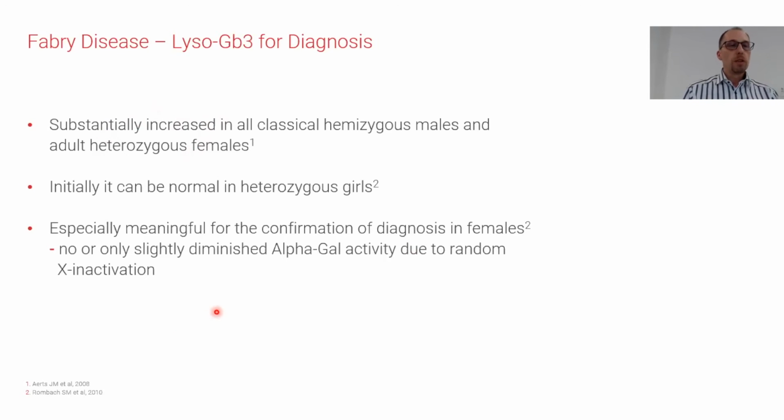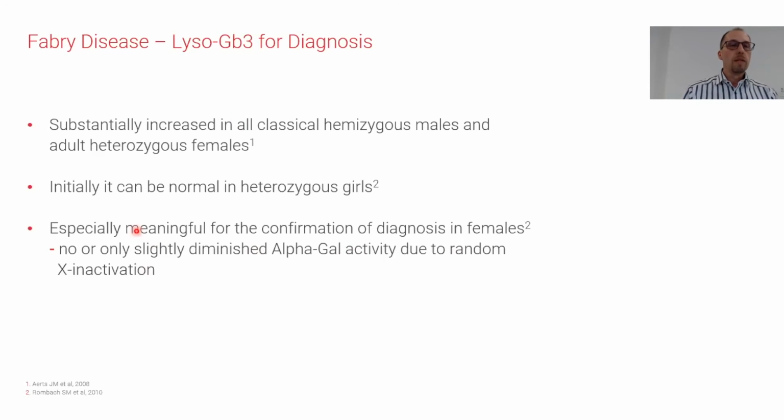What we know from the literature is that lyso-Gb3 is substantially increased in all classical hemizygous males and all adult heterozygous females with classical phenotypes. In heterozygous girls, even with classical phenotypes, it can be normal initially and also for a longer time. So there you have to be careful. Not every Fabry girl must have an increased lyso-Gb3. But especially for the confirmation of diagnosis in females, lyso-Gb3 is absolutely meaningful because we don't have the alpha-gal activity which we can measure in females. We can, but it doesn't say anything finally if it is normal.